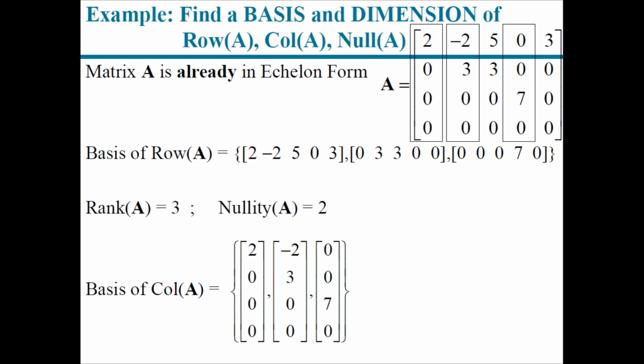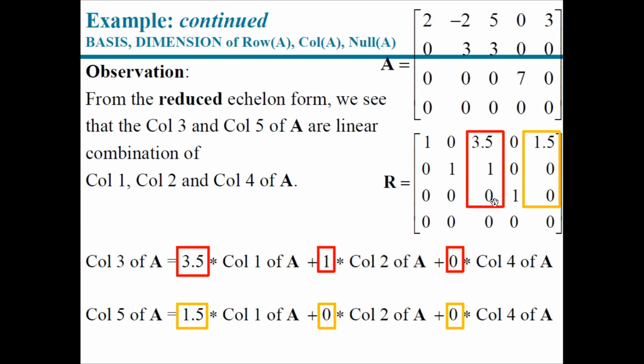Super easy. Which means that columns 3 and 5 are linearly dependent on the other 3. That's what it means. So how they are dependent? Well, I need to get to reduced echelon form for that, because reduced echelon form will give me the coefficients.